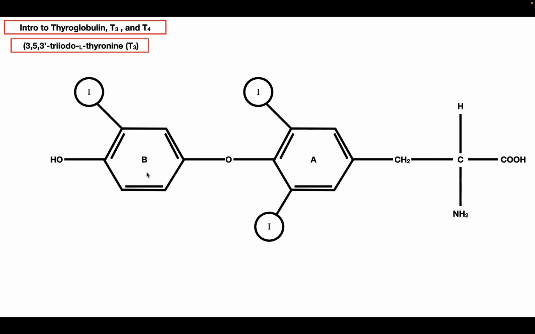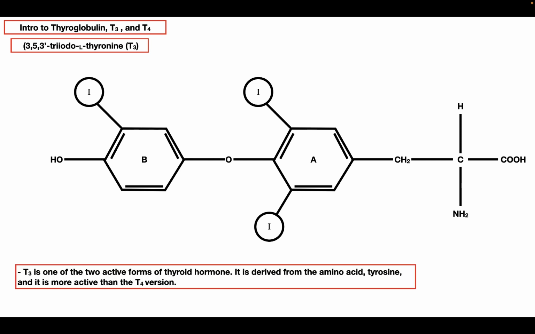So let's start off by first examining what T3 is. T3 is shown by this molecular diagram here, and the reason why it's called T3 is because there are three iodines attached to the different rings. We have two rings on T3, a B ring and an A ring. On T3, we have one iodine connected onto the B ring, and then two iodines connected onto the A ring. Now, T3 is an amino acid derived hormone, specifically derived from tyrosine. T3 is one of the two active forms of thyroid hormone, and it is more active than the T4 version.